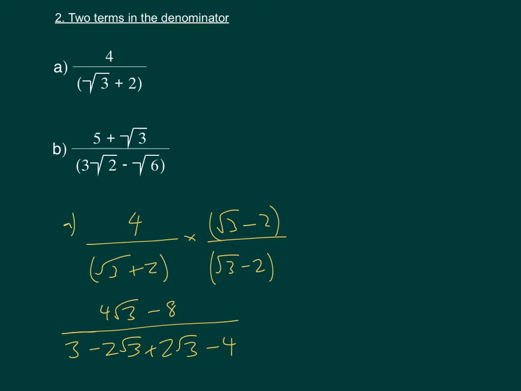Here we've got two terms that cancel. That's the whole point of putting this plus and minus. This term's minus, this term's plus, they're the same, so they'll just cancel out. So we're left with on the bottom 3 minus 4, which is minus 1. So just finish this off then. We have 4 root 3 minus 8 over minus 1.